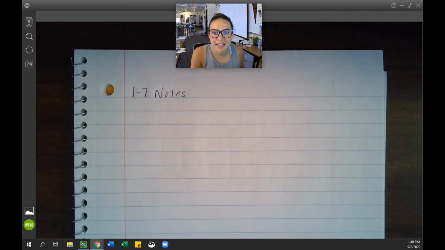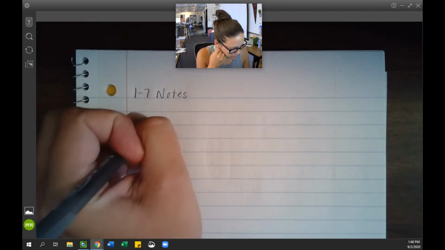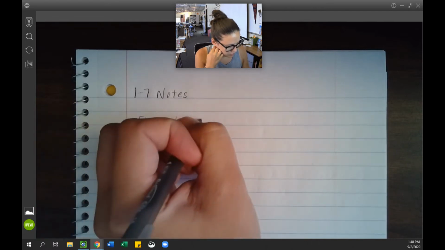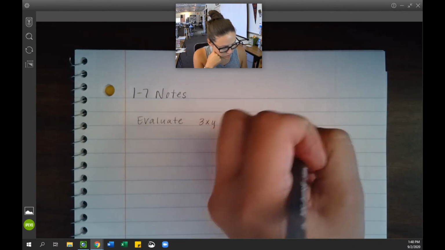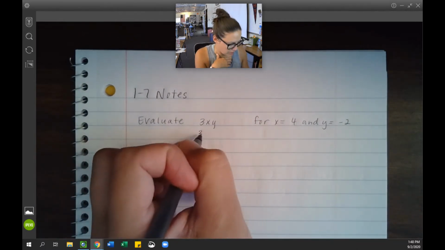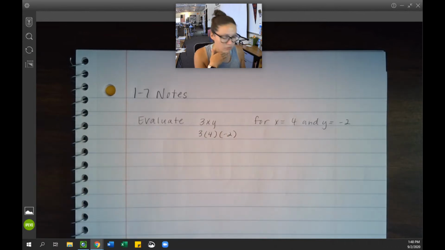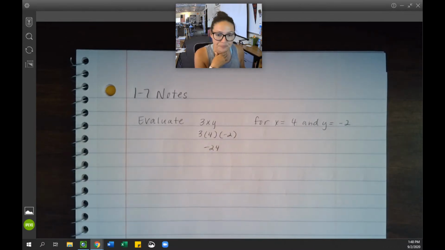Hey everybody, it's time for lesson 7 of chapter 1, and we are going to be talking about something called function notation, and we're going to be evaluating functions. Now, we've used the word evaluate before. For example, if I say evaluate 3xy for x equals 4 and y equals -2, that would mean I would have 3 times 4 times -2. 3 times 4 is 12, times -2 is -24.